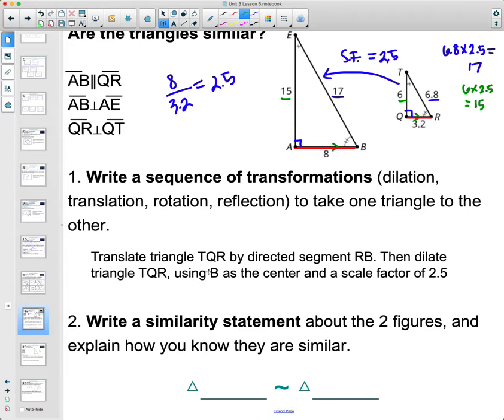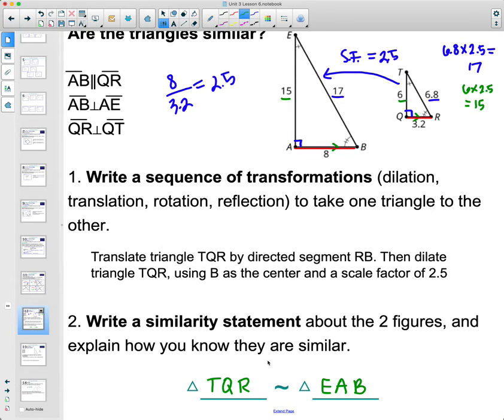So then you can write a similarity statement. Once we dilated it, this 6.8 side became 17, so T would land on E. We expanded this side, so 3.2 times 2.5, so Q landed on A, and then also QT was 15, so it was that exact same size. For the similarity statement, you can write out whichever triangle you want first. So I'm going to do TQR. Then put the corresponding angles together, corresponding sides together. So T goes with E, Q goes with A, and R goes with B.